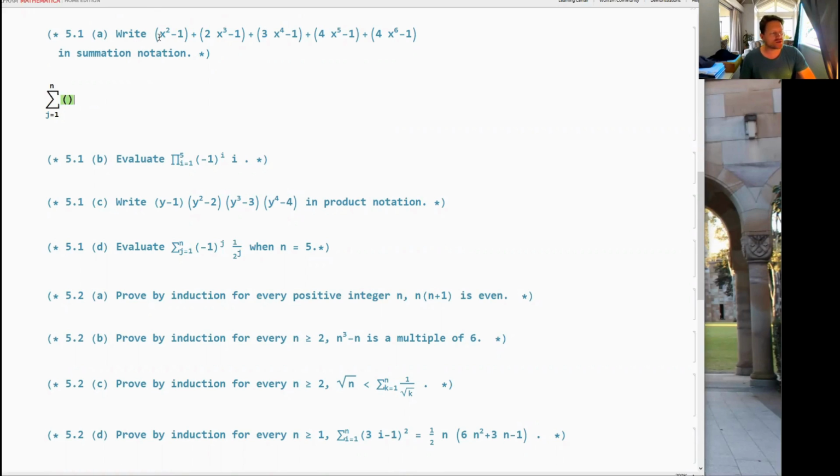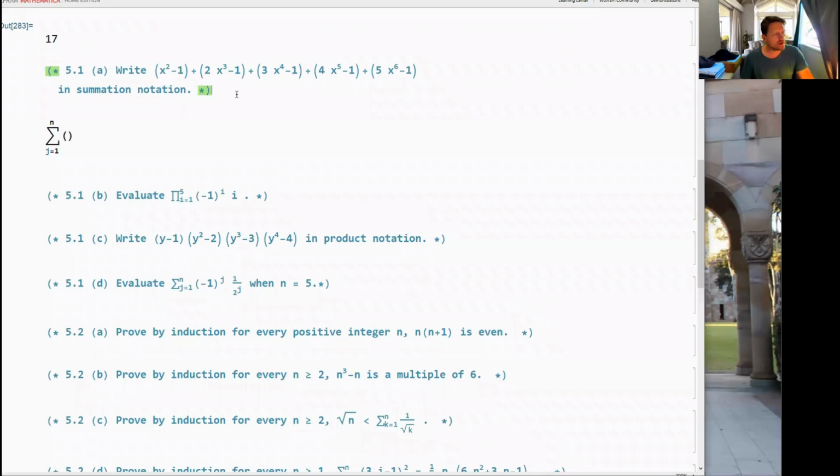Now, what we want to do here is look for a pattern in these terms. The brackets are there to tell us to think of these as separate items to put as summands in our sum. Can you see a pattern here? If you look at the coefficients, we have a coefficient of 1, 2, 3, 4, and that should have been a 5 there. That's my mistake. So the coefficients, we want those to be j, and then we have x to the power of something minus 1.